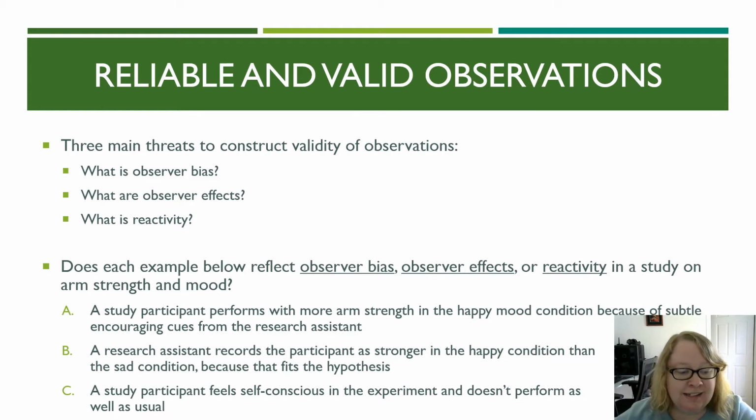All right, and then C, a study participant feels self-conscious in the experiment and doesn't perform as well as usual. That would be reactivity. So that's not about the researcher anymore, right? It's just about the participant. They're feeling self-conscious because they're being observed, and that affects their performance. They're not performing as strongly in that arm strength test as they might have otherwise.